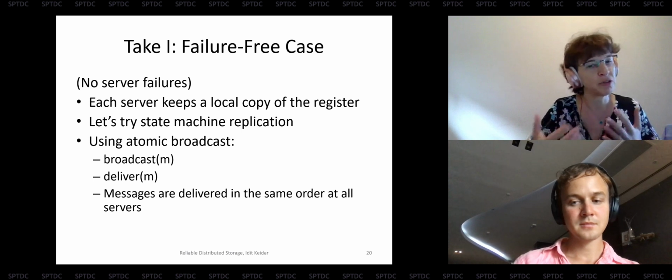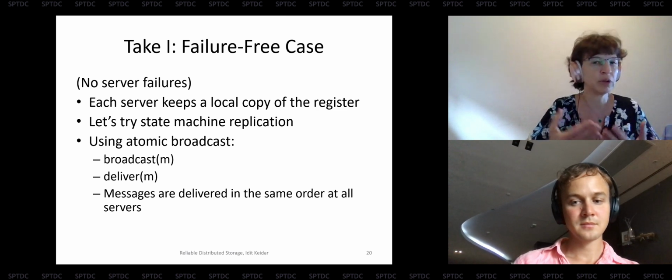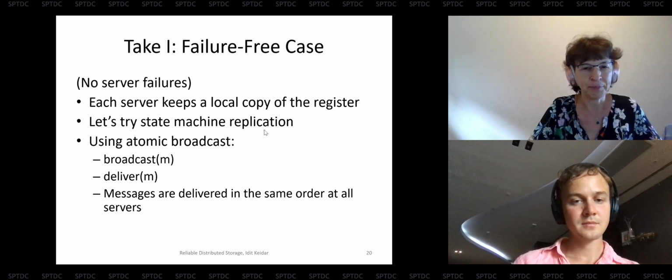The problem arises when there are failures, and then the leader fails and we need to replace it with another leader, but because we're in an asynchronous system, we don't know if the leader actually failed or not. So that's going to work. And here's what it might look like.